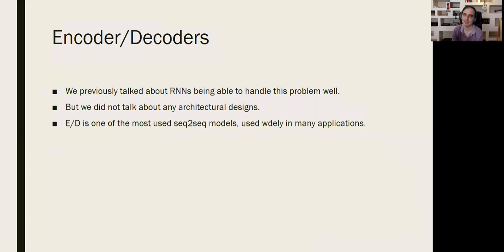I guess not. Okay, so before we finish, I'm going to introduce you to the encoder-decoder architectures because in NLP they are commonly found and they are something like a unit of NLP. We previously talked about RNNs being able to handle NLP problems, but we did not talk about any architectural designs. Actually, encoder-decoders are the fundamental sequence-to-sequence, many-to-many input-output models used in many applications, guys. So let's see what they are.